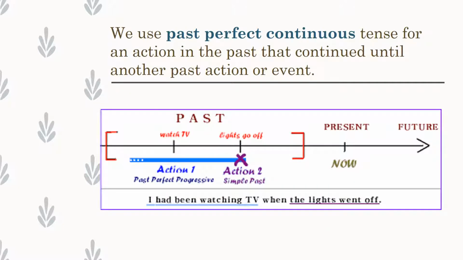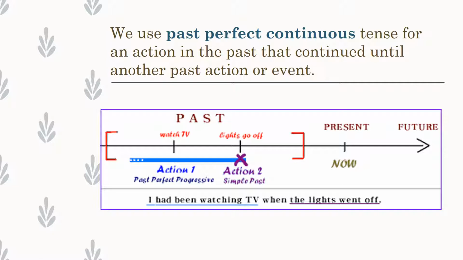Now let's continue with the past perfect continuous tense. We use past perfect continuous tense for an action in the past that continued until another past action or event in the past. To be able to use past perfect continuous tense, again we need two actions in the past. But the first action shouldn't be finished like in past perfect tense. It should continue until the second action starts.